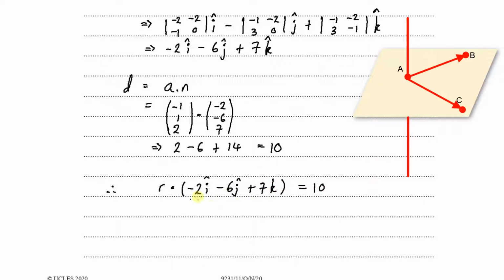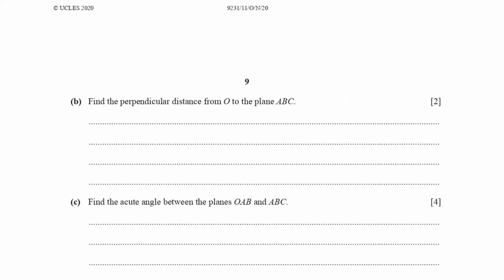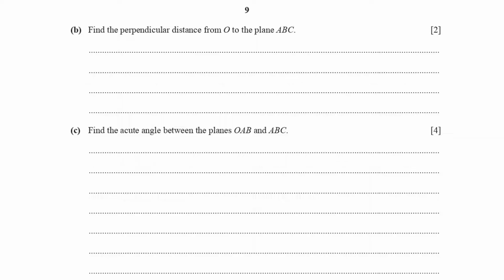Okay, and if we want to write it in Cartesian form, that will be minus 2x minus 6y plus 7z is equal to 10. So this here is the answer. That's what we get. So for part B, find the perpendicular distance from O to the plane ABC.